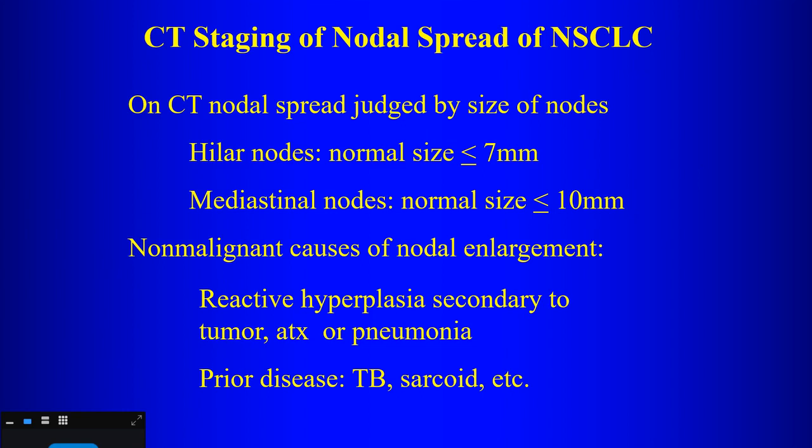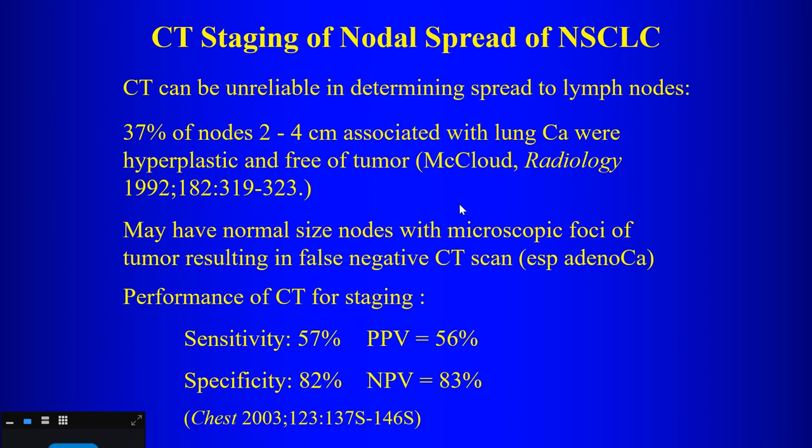There can be other diseases like TB and sarcoid that can also result in enlargement of lymph nodes. This is an old study, but here they looked at lymph nodes pathologically when they were resected at the same time as the tumor. 37% of nodes, 2 to 4 centimeters in size, those are big nodes, associated with lung cancer were hyperplastic and free of tumor. You can also have normal sized nodes with microscopic foci of tumor. Those nodes are going to look normal on CT.